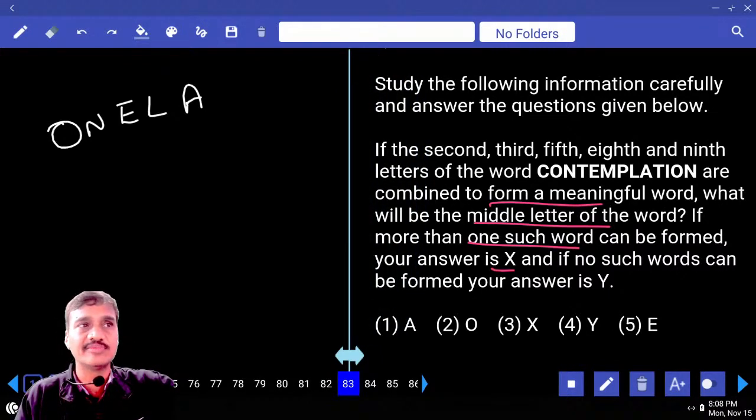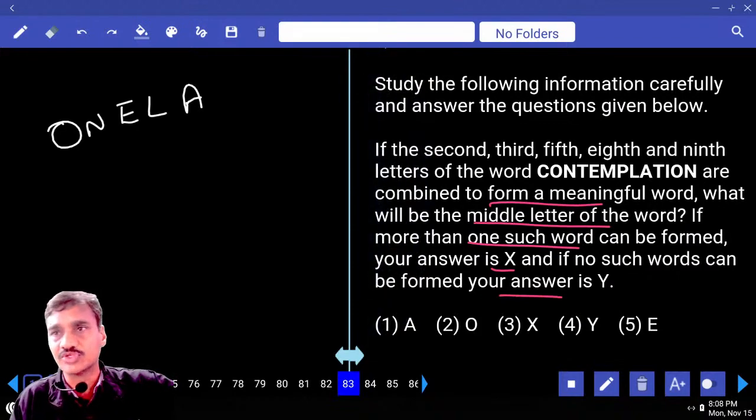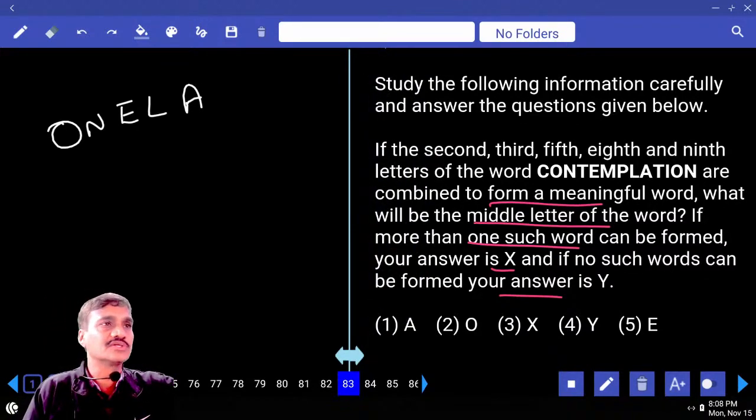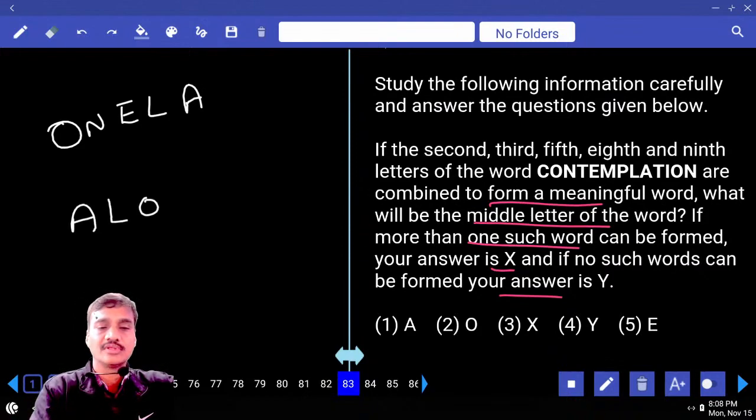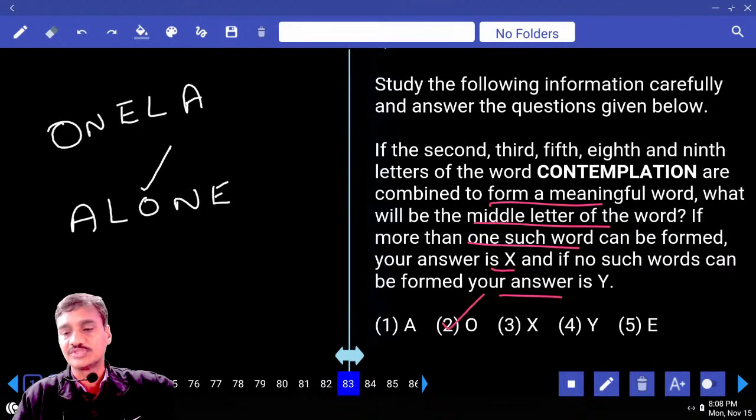If one word is formed, the answer is the middle letter. And if more than one word, X is your answer. And if no such word can be formed, Y is your answer. Then tell me what is your answer in this case. Yes, what is the word that can be formed? Alone. A-L-O-N-E, alone. Hence O is the middle letter, that is choice 2.